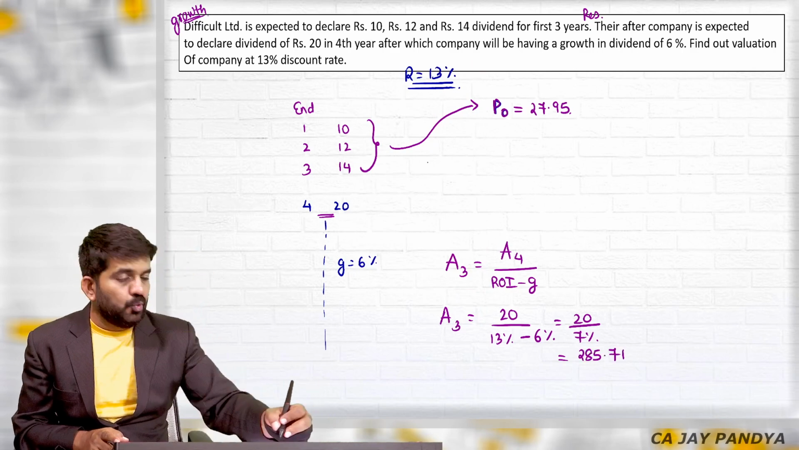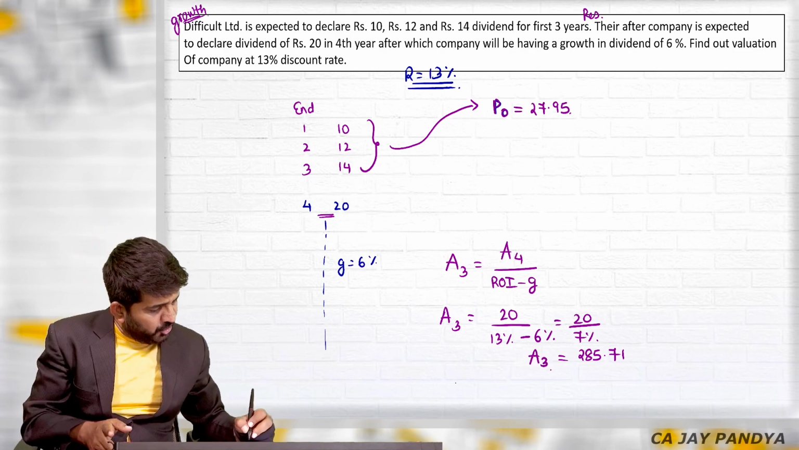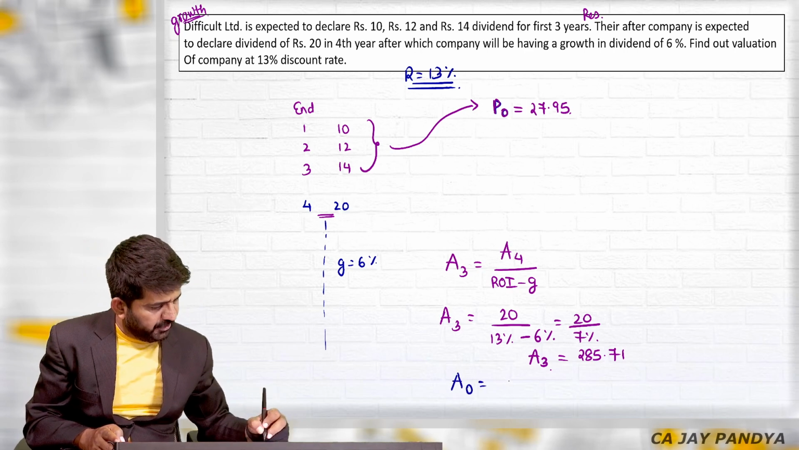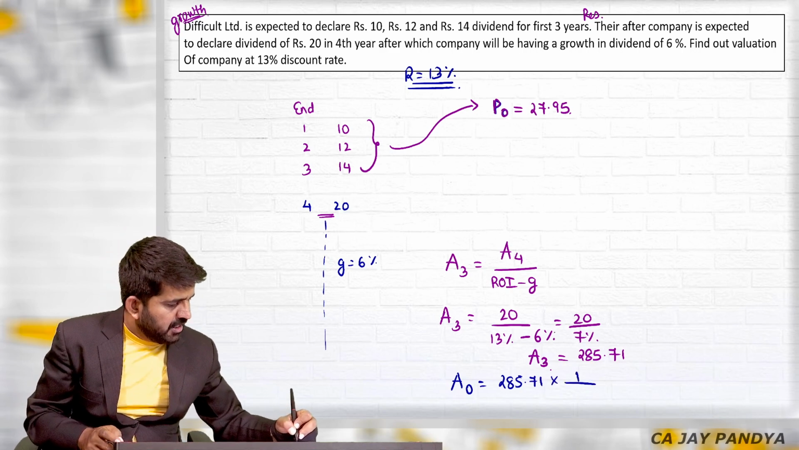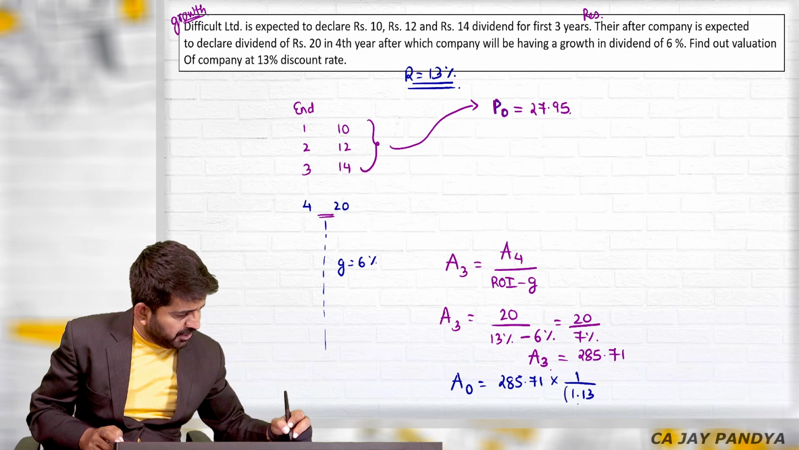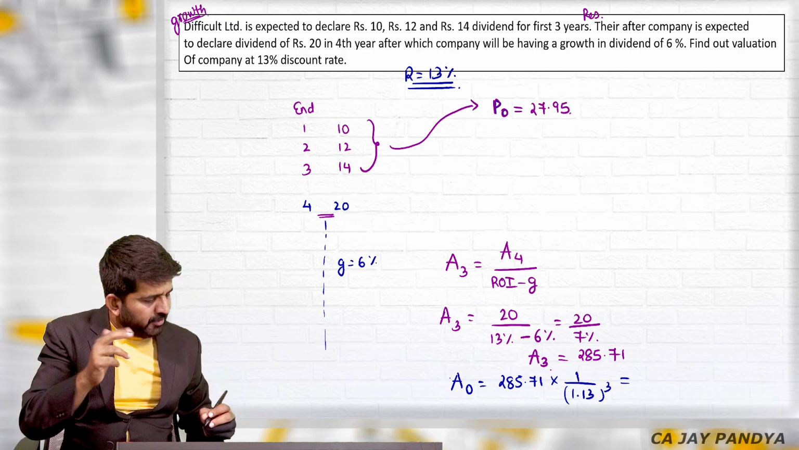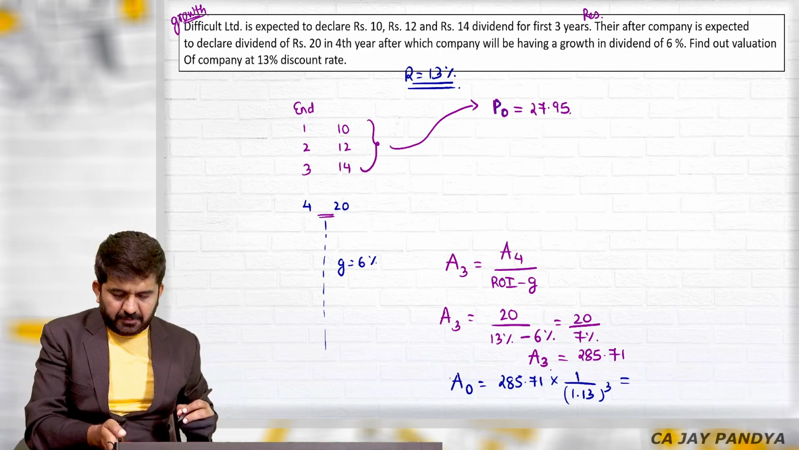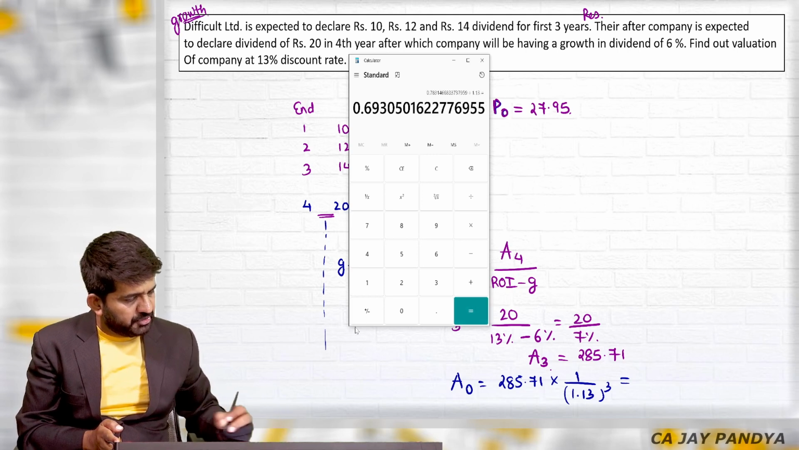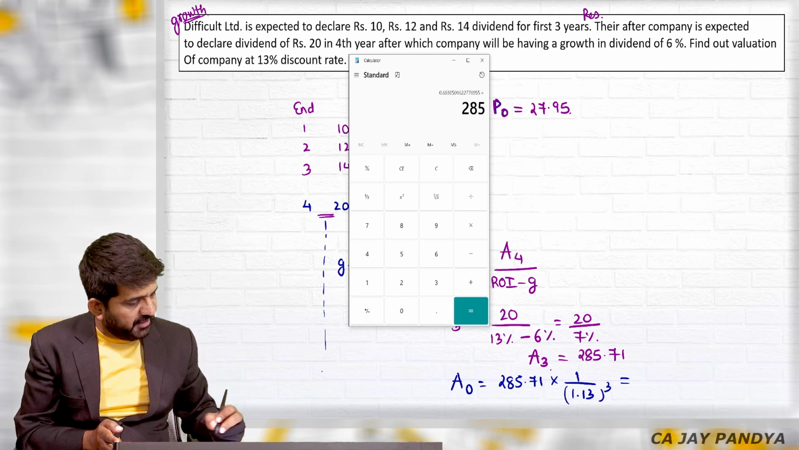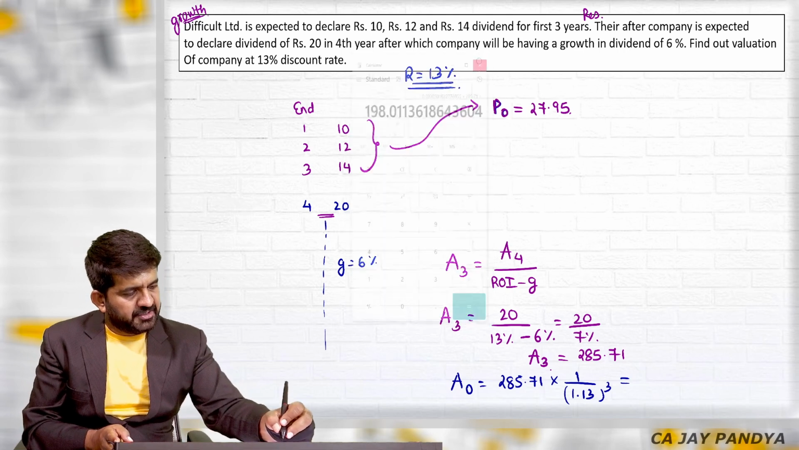Let us add this 2. We cannot add it because this is the amount after 3 years. Let us convert this amount to the end of 0 year. How will I do it? 285.71. This is the amount after 3 years. I will discount it for 3 years at a 13% rate of interest. I will be getting the amount at the end of 0 year, or the amount at the end of 0 year is nothing but the principal. 1 divided by 1.13 multiplied by 285.71, 198.01.